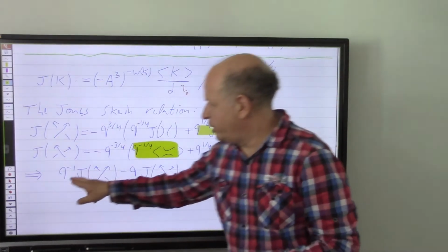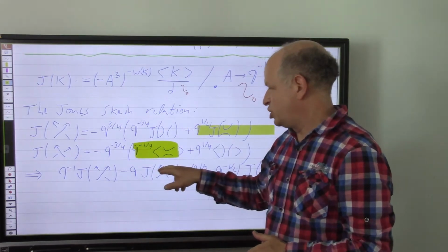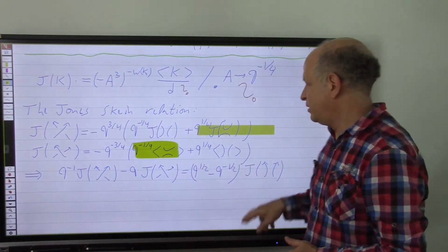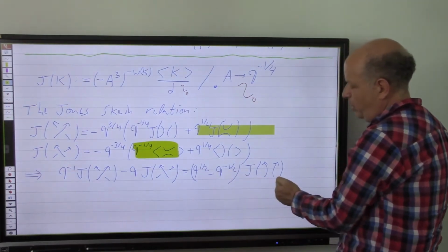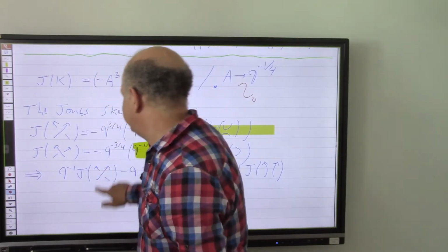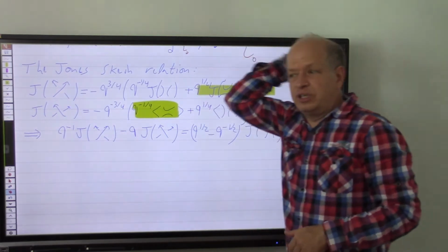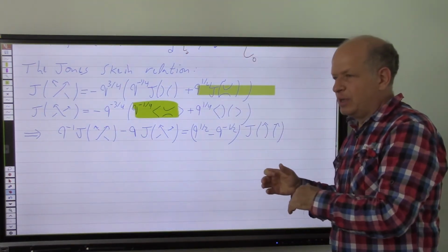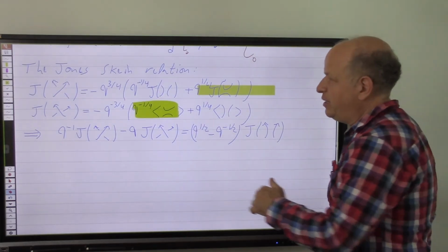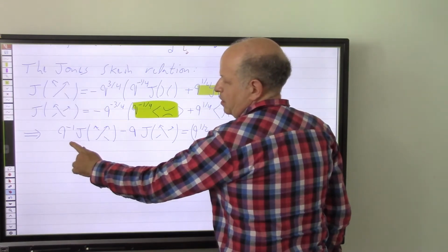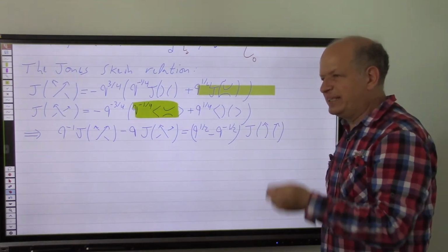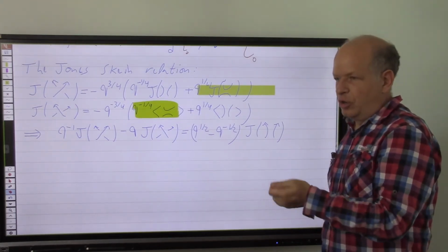Okay? So, q inverse times J of an overcrossing minus q times J of an undercrossing, or q inverse times J of a positive crossing minus q times J of a negative crossing, is equal to q to the 1/2 minus q to the minus 1/2 times J of a smoothing. Now, why should you care? Because that's an alternative way of computing the Jones polynomial. I will not show an example, but I will explain why it's an alternative way. So basically, every knot can be undone by flipping overcrossings to undercrossings, or the other way around.